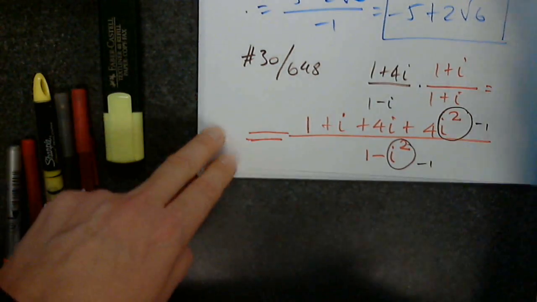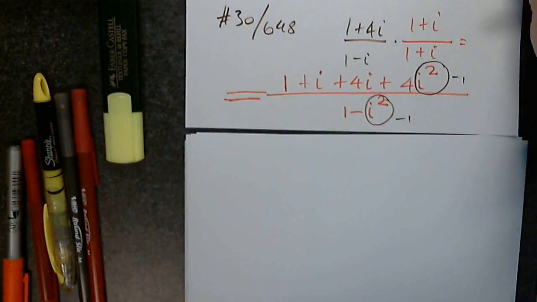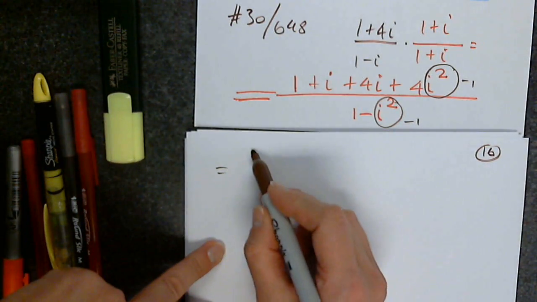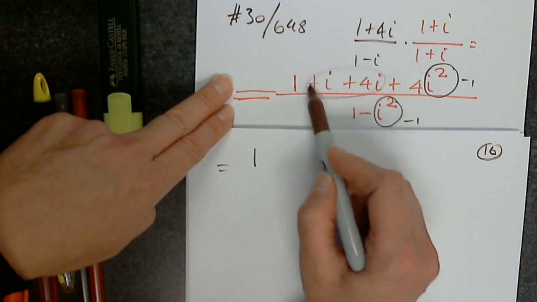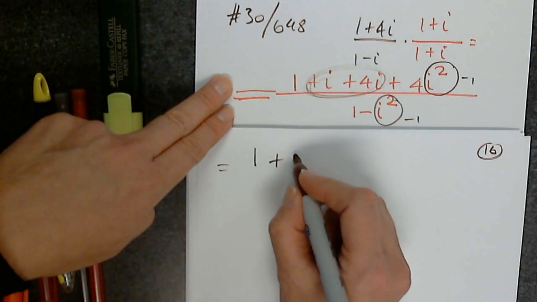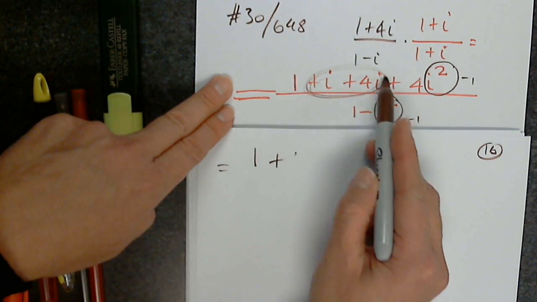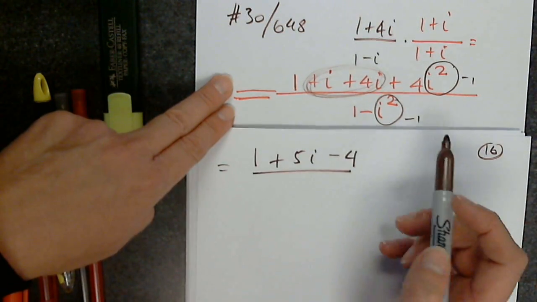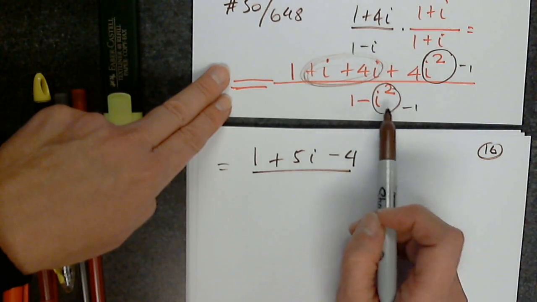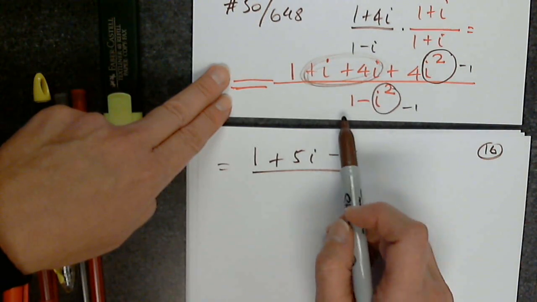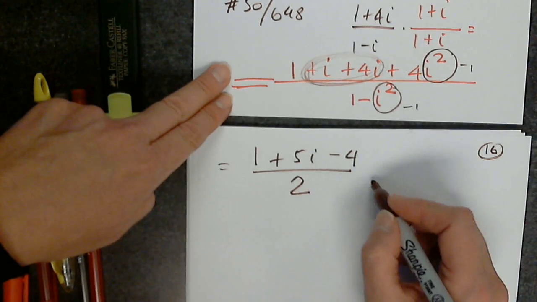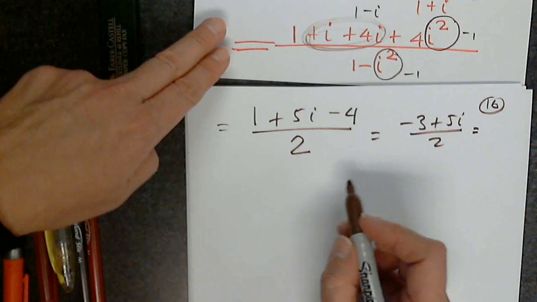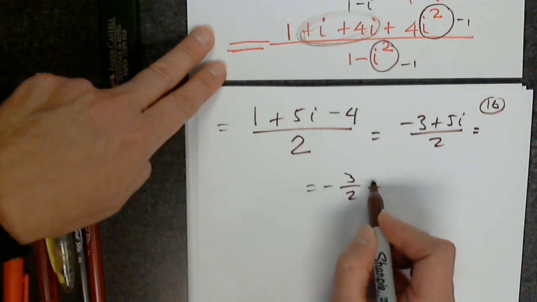Very good. Excellent. Very good students. So now the numerator is 1 plus, very good, and then minus 4 over 1 minus negative 1, which is 1. 1 plus 1 is 2. So then I have negative 3 plus 5i over 2, and normally we have to separate it.